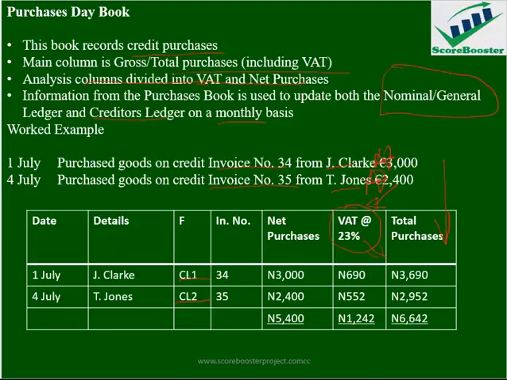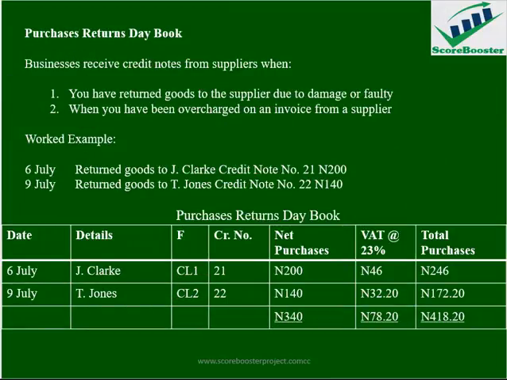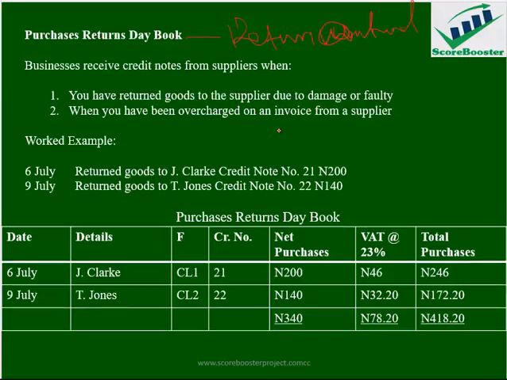Then when we have any return, when we return some of this product to our supplier, we are going to have what we call the purchase return day book, or we call it return outward, as we said last time. Return outward. So when you have return outward, you return goods to the supplier due to damage or fault, or maybe there's an overcharge on the invoice from the supplier, or there's any other reason.